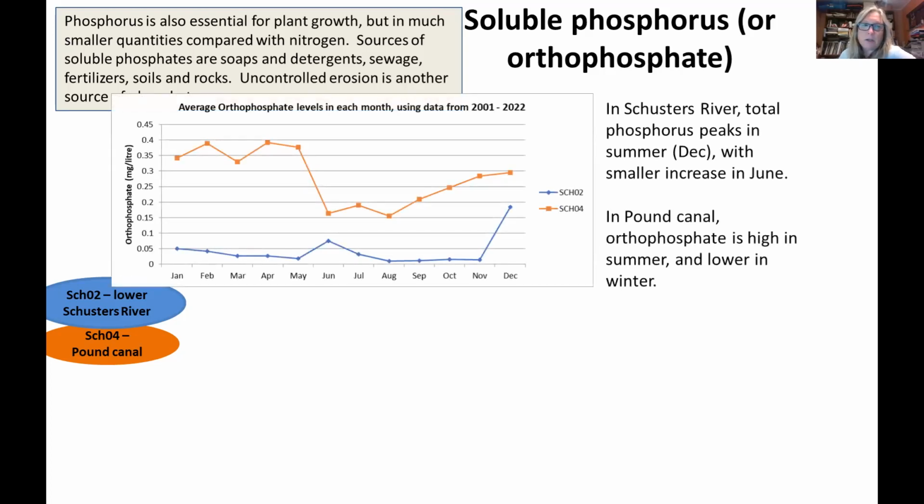Then looking at the orthophosphate levels, orthophosphate is just another word for soluble phosphorus. In the Schusters River, the total phosphorus is peaking in summer, in December, with a slight increase in June, which might also be from the early rains bringing it in from the catchment. In the Pound Canal, orthophosphate is high in summer and lower in winter, as one would also expect, so quite a clear seasonal pattern there.